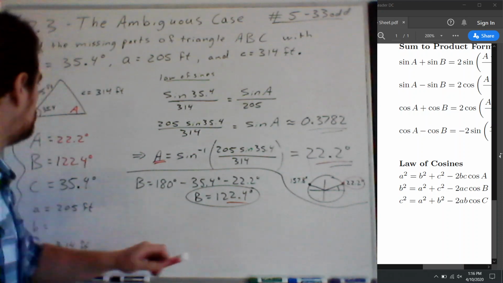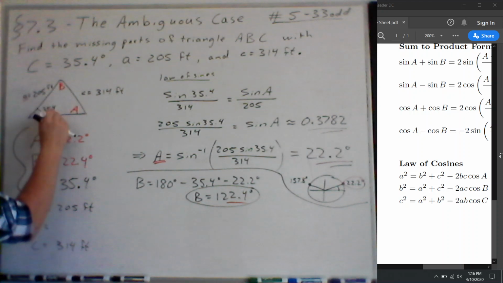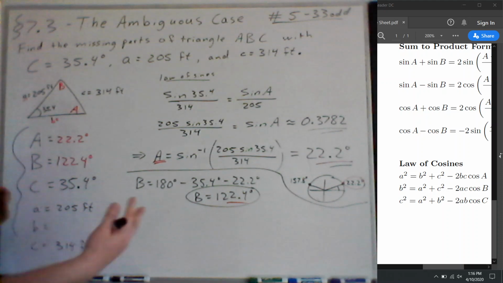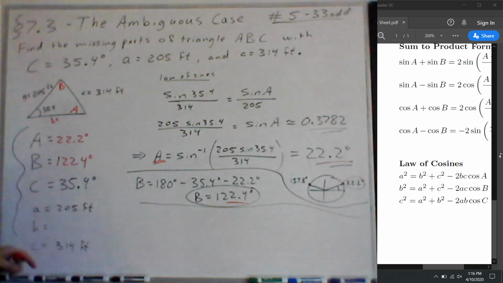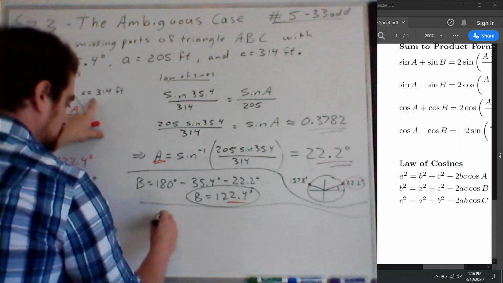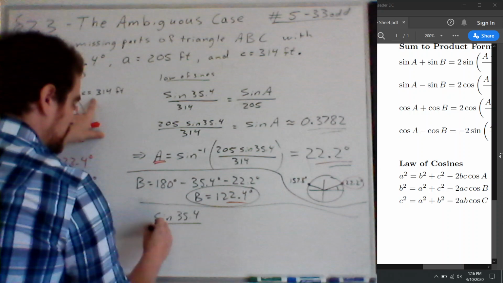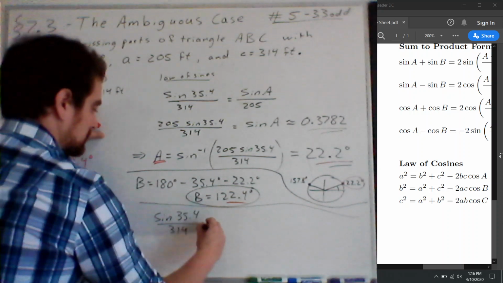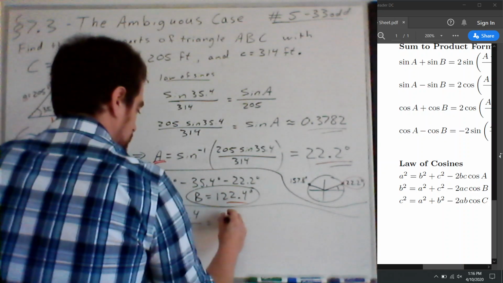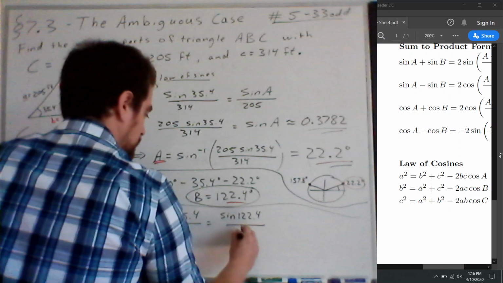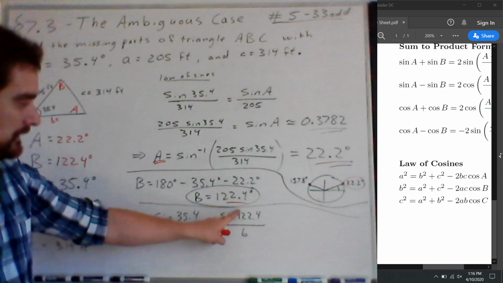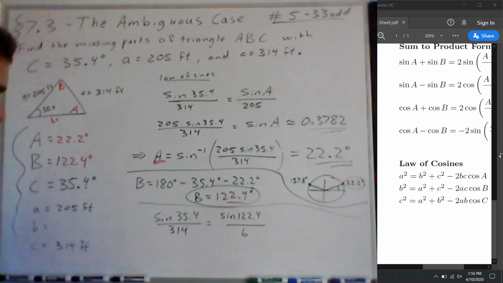Let me mark down B right here, so we can see that we need to go find little b. For little b, I'm choosing to default to whatever information I have. We'll say sine of C over c, both of which were given to us, so we know it's correct, is going to be sine of B, I do have to use this piece of information that I found, 122.4, over little b.